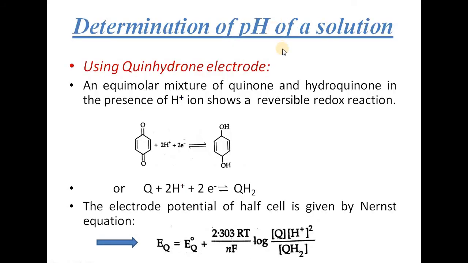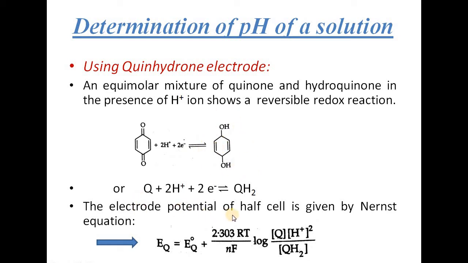Next one is the determination of pH of a solution using the quinhydron electrode. Now what do we mean by quinhydron? It is an equimolar mixture of quinone and hydroquinone that is known as quinhydron. Now this quinhydron, which is a mixture of quinone and hydroquinone in the presence of hydrogen ion, gives a reversible redox reaction. Quinone plus 2H+ plus 2 electrons is reversible with hydroquinone.